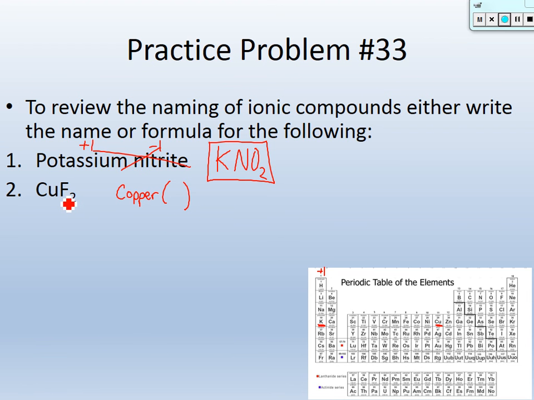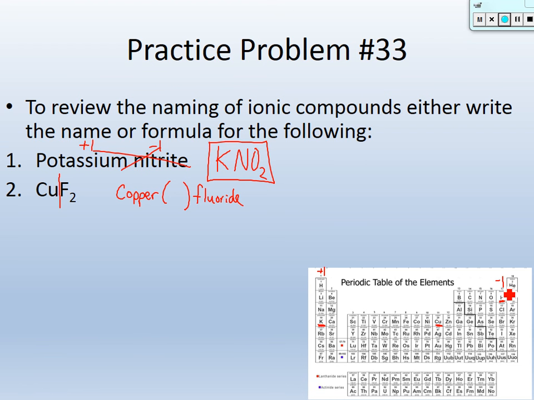What is F? Fluorine, but how do I change its name? Fluoride. Okay, so now it's all done except for I need its charge. How can I figure out its charge if I don't know it because it's a transition metal? Yeah, figure it out from the other side. Fluorine sits right here. What's its charge?